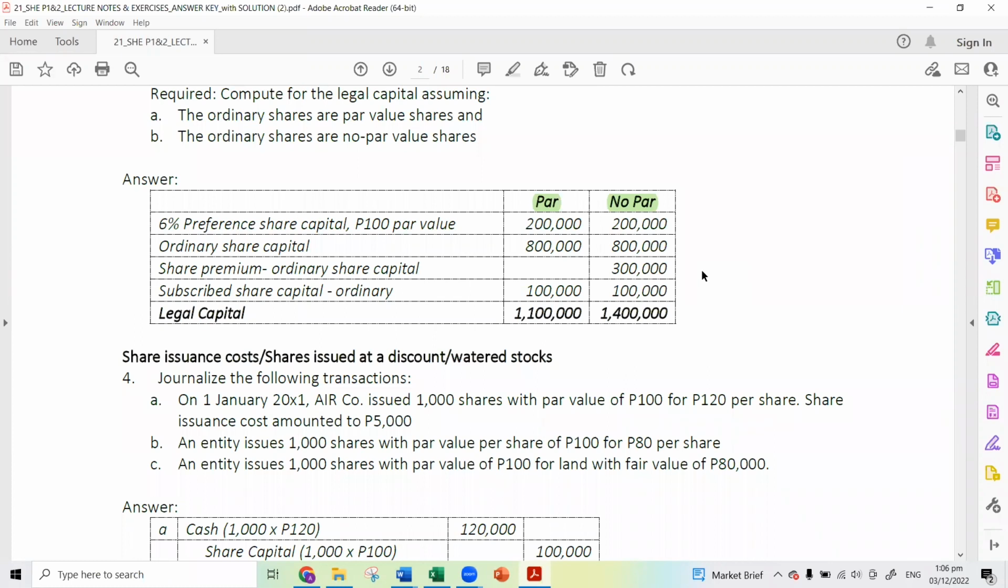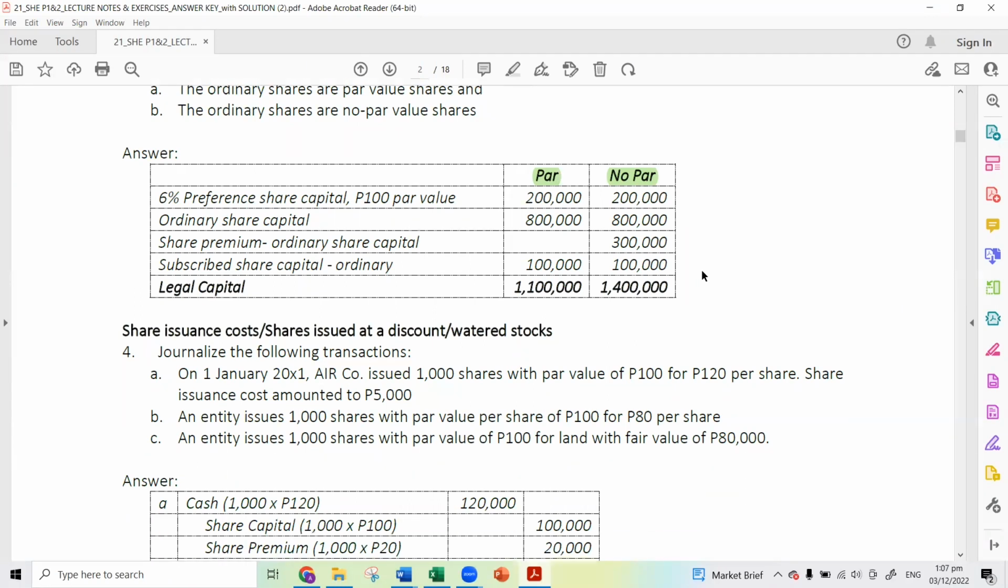Okay? So ano lang ang tatandaan? In the case of no par value shares, legal capital includes the share premium of ordinary shares. Tandaan mo yan, ha? The preference shares can only be issued at par value. The share premium of preference shares is not included. Okay? Yun yan.